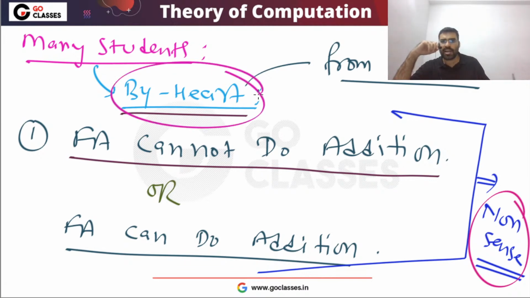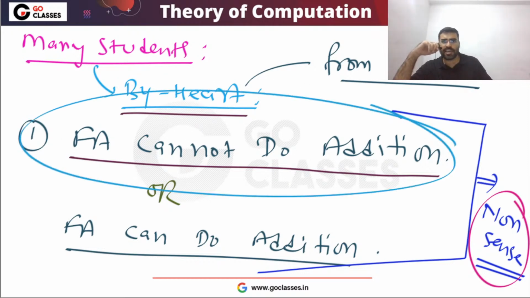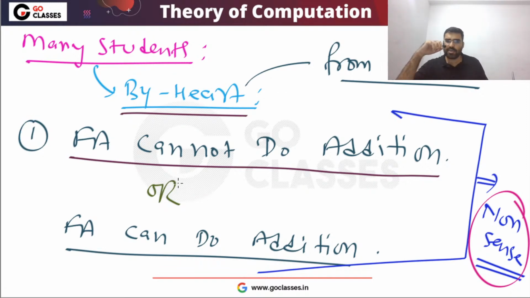So the problem is memorizing. Don't memorize statements like finite automata can do addition, cannot do addition, can do multiplication, cannot do multiplication. Finite automata can do comparison, cannot do comparison, two comparisons, three comparisons, addition, multiplication, division. These types of concepts you should not memorize. If you understand them, then it is good. If you memorize them, then it is bad.